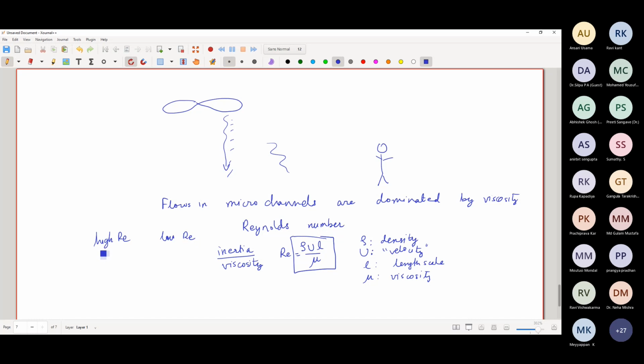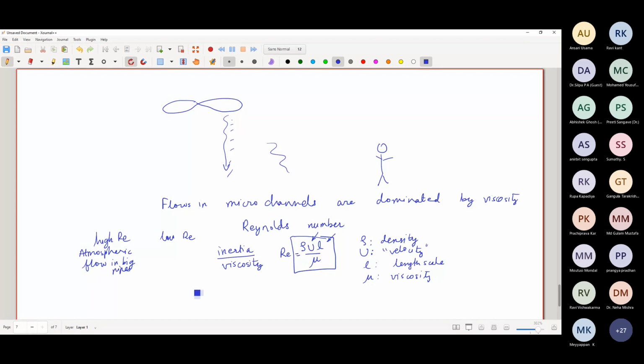So in high Reynolds number flows, you will have atmospheric flows, flows in big pipes, flow over a car, flow over an aeroplane, because they are moving with a high velocity. They will have a high Reynolds number, and even the lengths are very large. But in microchannels, the lengths are small, the velocities are small, right?